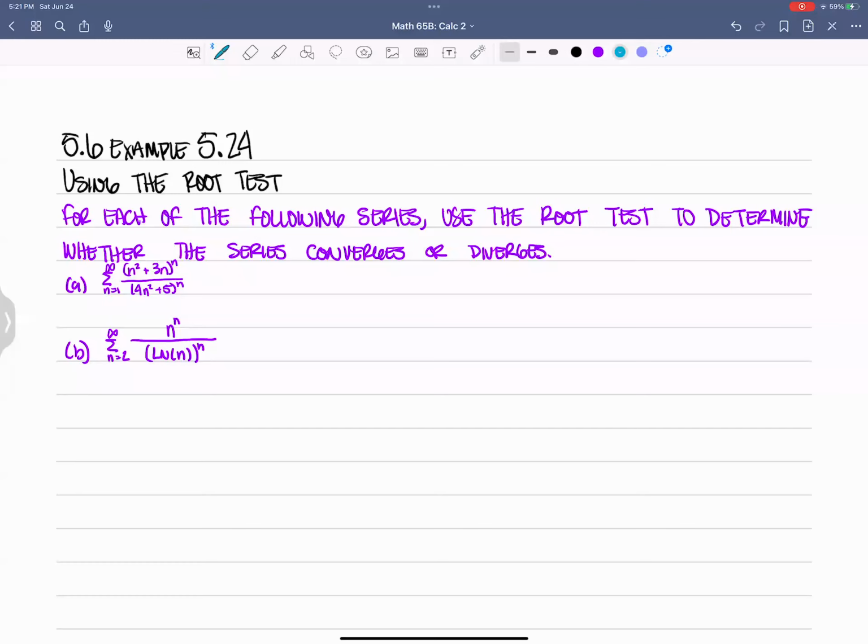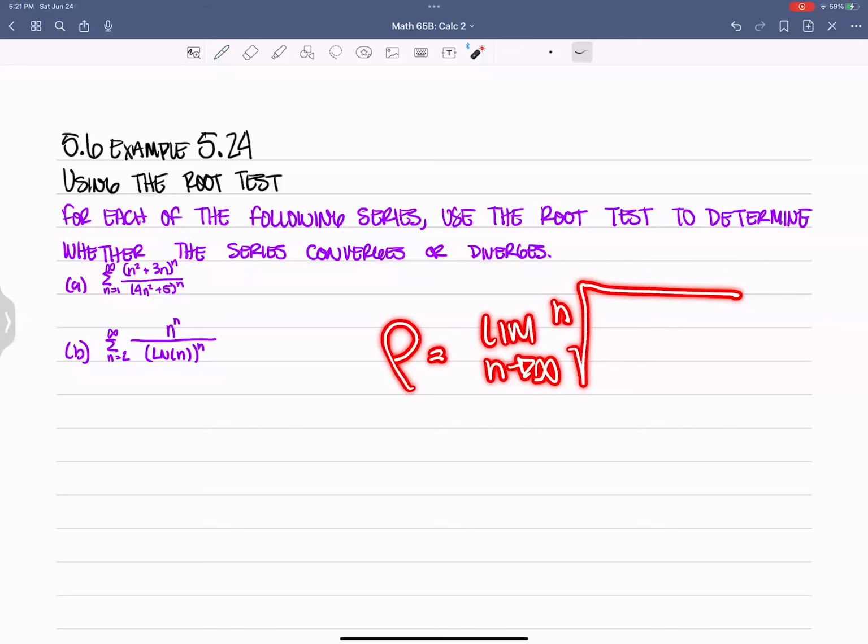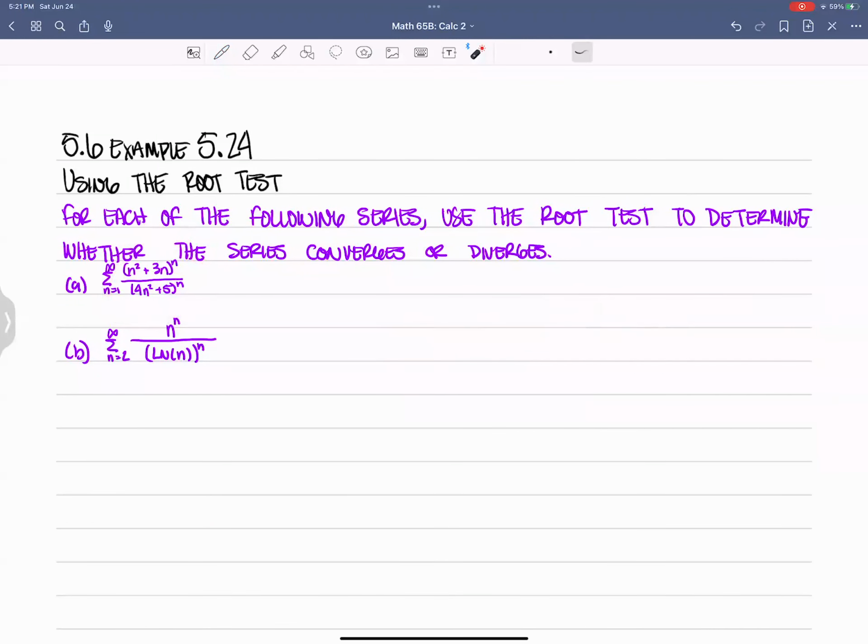So with the root test, what we're looking at is some value rho, and that's going to be equal to the limit as n approaches infinity. We're taking a big, huge root to the power n of our sequence, the absolute value of a sub n. And it would make sense right here because we're taking that root of n. All right, so let's go ahead and get started here.